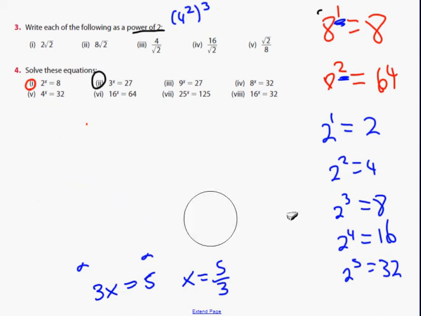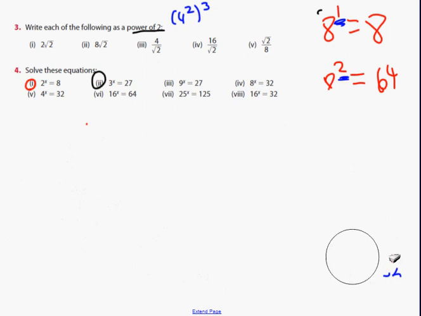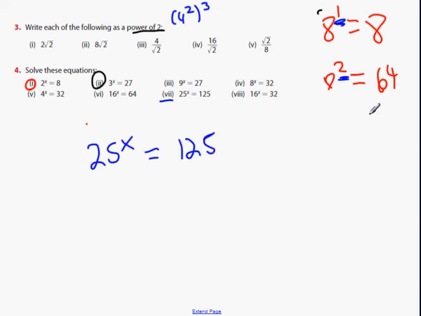These are tough. Okay, let's try part 7 now. 25^x equals 125. Can we solve this question using 25? Let's find out. 25 to the power of 1, 25 squared, 625. Is 125 on that list? No. So we have to pick another number, a smaller number.